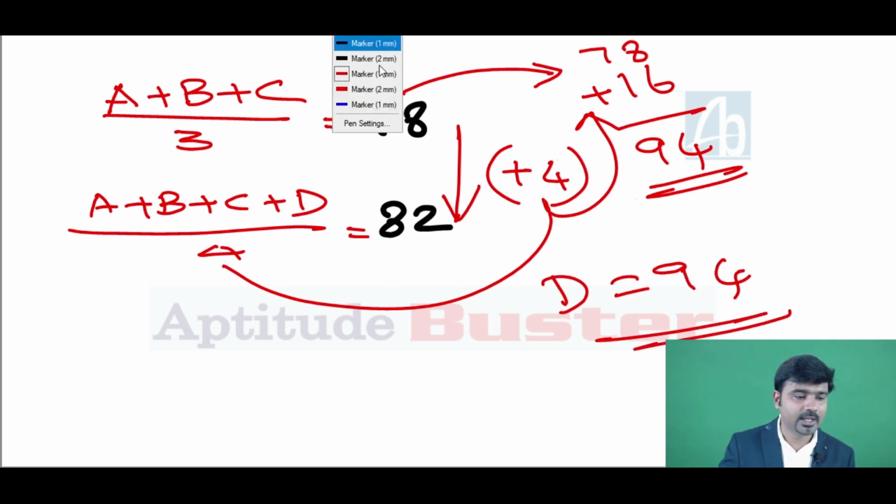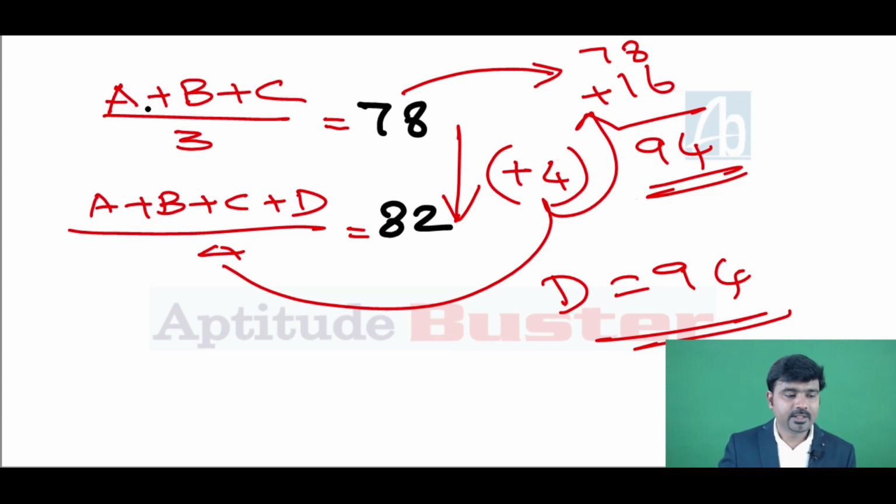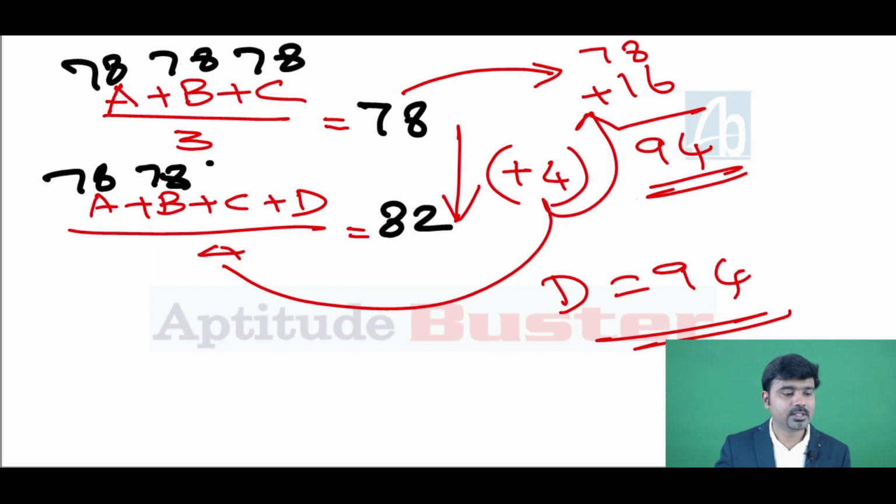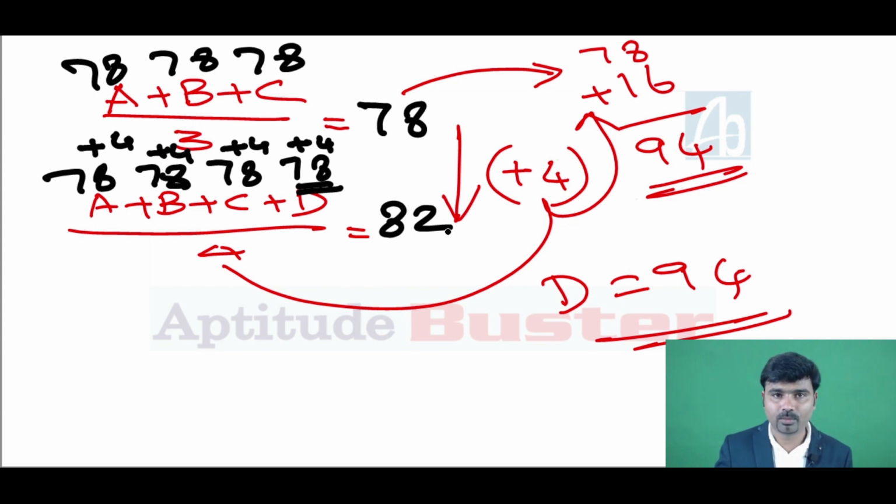The actual original explanation is, see, the ABC average is 78, the ABCD average is 82. Here 78, 78, 78, the average is 78, right? 78, 78, 78 and 78. But here the average is 82, right? Okay. So in this case, the D value is not 78. Here the average is increased by 4. That means, wait for some time, that means A increased by 4, B increased by 4, C increased by 4, D increased by 4, then the average will be increased by 4, right?